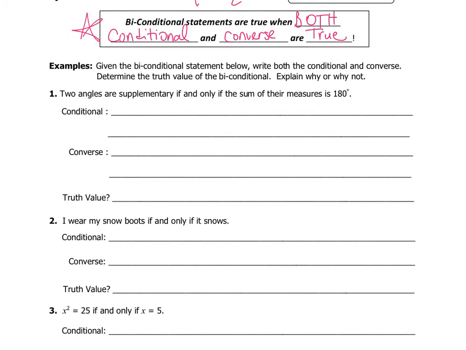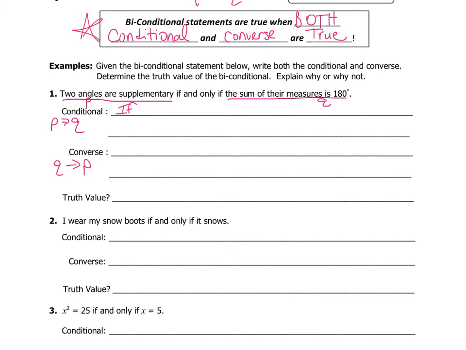For number one, if we are given the biconditional statement, we need to write both the conditional and the converse statements. Remember, the first part is still mentioning the P, or the hypothesis. The second part of the sentence is still mentioning the Q, so that's how we can pull it apart. Your conditional then is if P, then Q. Your converse will be Q first, and then P.